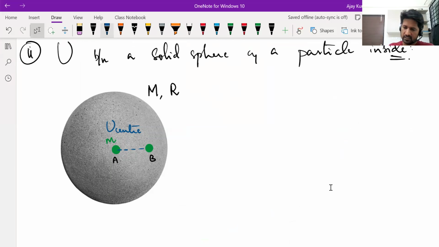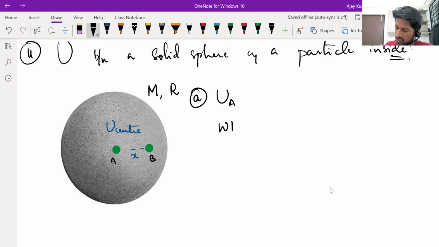Our aim is to find out potential energy at a random distance x. So one way to do it is to treat it as a collection of hollow spheres. I mean, there are many ways. I'll tell you the different approaches that you can take. Treat the solid sphere as a collection of hollow spheres. Find out potential energy when it is at position A. That is one way to do it. Find out potential energy at A.